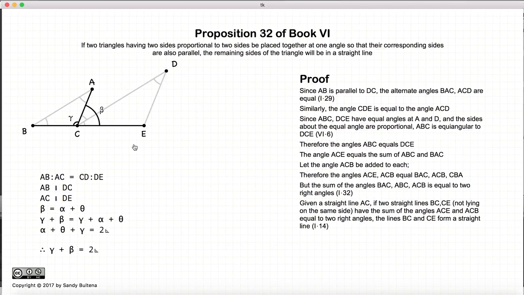So thus we have shown, or proved, this proposition, which started off with the ratio of AB to AC equal to the ratio of CD to DE, and that they were aligned in such a fashion that AB and CD were parallel, AC and DE are parallel, and hence their bases will form a straight line.